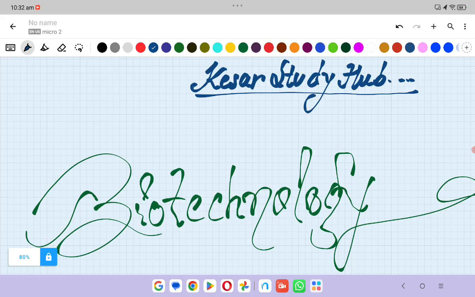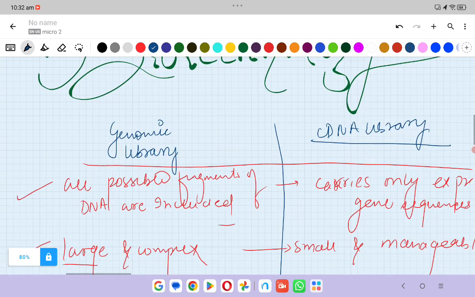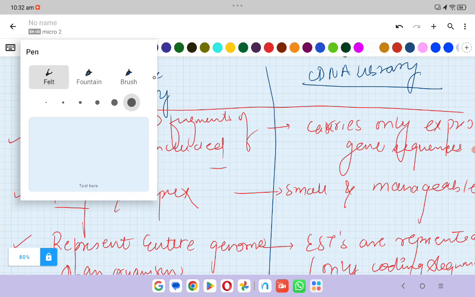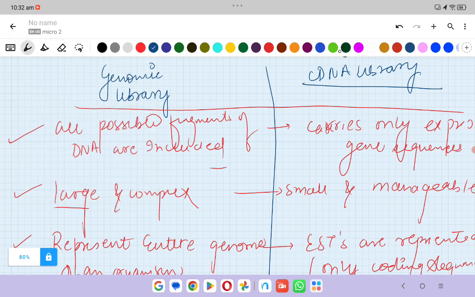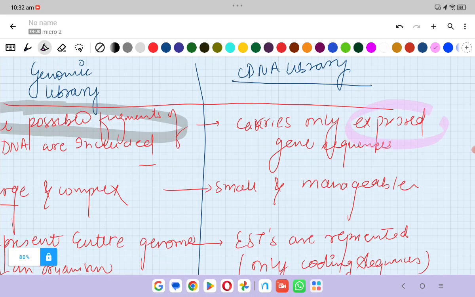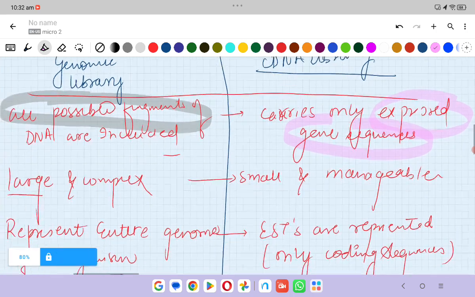In this video, we will be learning the differences between genomic library and the cDNA library. So, the first difference between the genomic and the cDNA library is that in genomic library, we consider all the possible fragments of the DNA, whereas in cDNA library, only expressed gene sequences are taken.